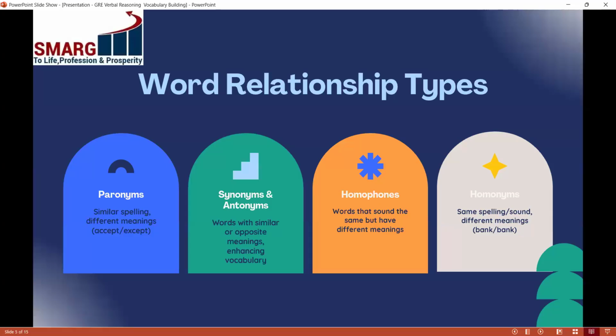Word relationship types. Paronyms: similar spelling, different meanings. Synonyms and antonyms: words with similar or opposite meanings, enhancing vocabulary. Homophones: words that sound the same but have different meanings. Homonyms: same spelling, same sound, different meanings.